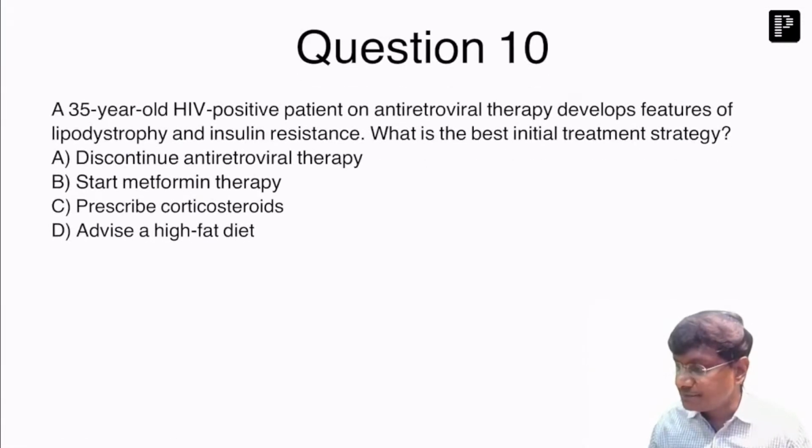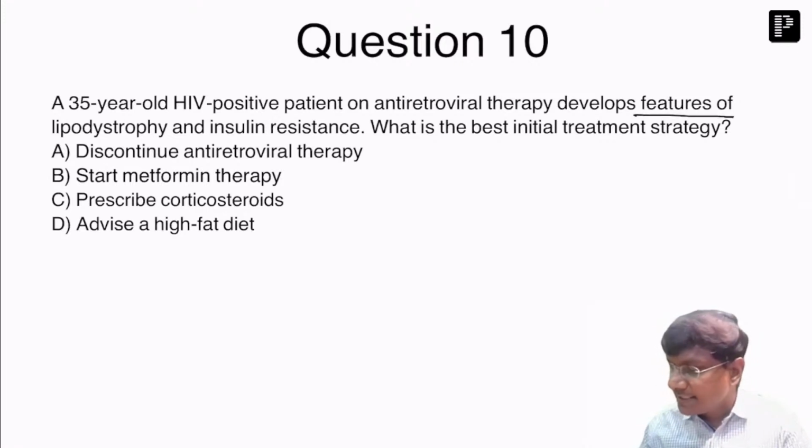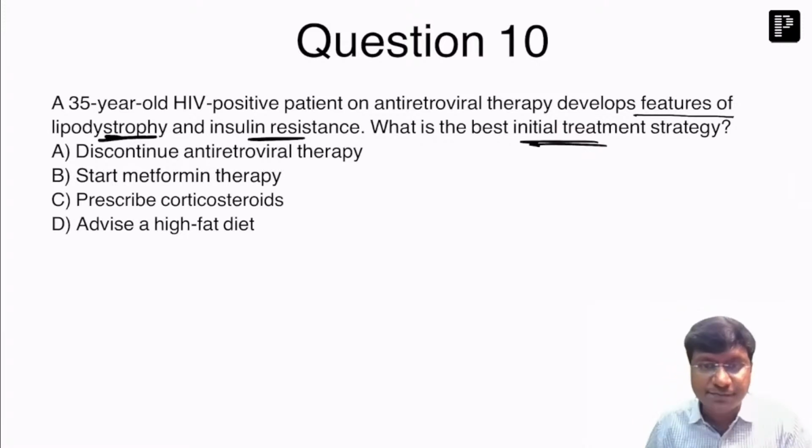And one last question. A 35-year-old HIV positive patient on antiretroviral therapy develops the features of lipodystrophy and insulin resistance. What is the best initial treatment strategy? Discontinue antiretroviral therapy, start metformin therapy, prescribe corticosteroids, advise the high-fat diet.